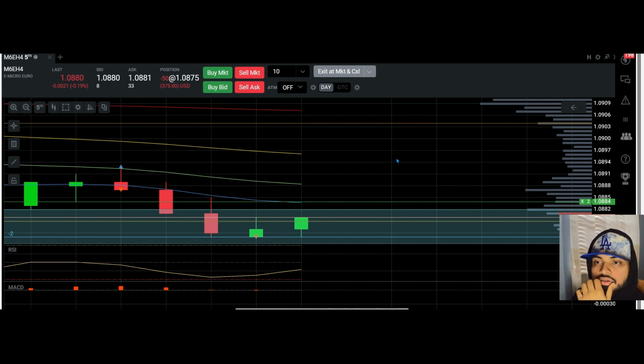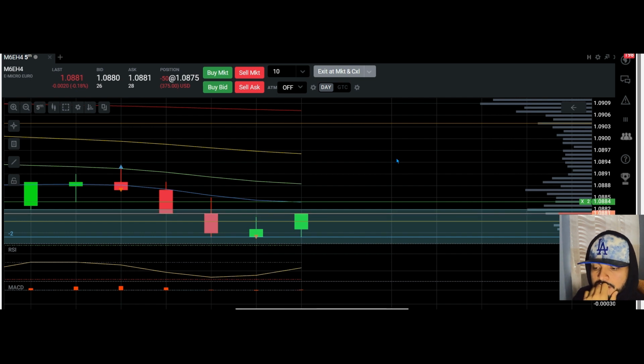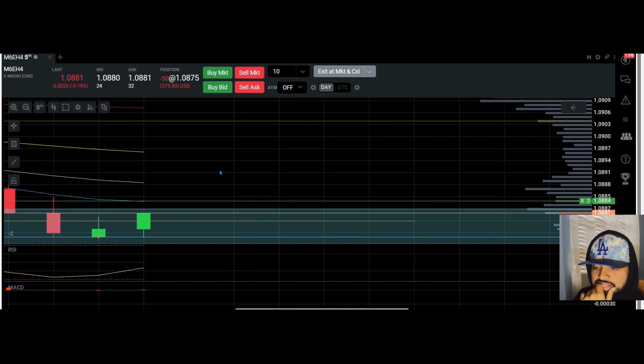I do not know. Price is curling up. RSI is beginning to curl up. MACD flat.